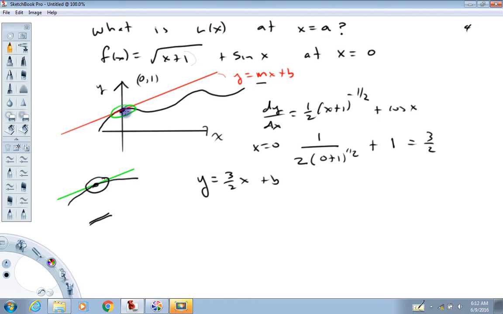Now, both the linearization and this function go through this point. And again, this was the point (0, 1), so we know that when x is 0, y must be 1. We can solve that for b, and we get b equals 1. So y equals 3/2 x plus 1 is the equation for the tangent line at that point, or in other words, that's the linearization of this function at this point.